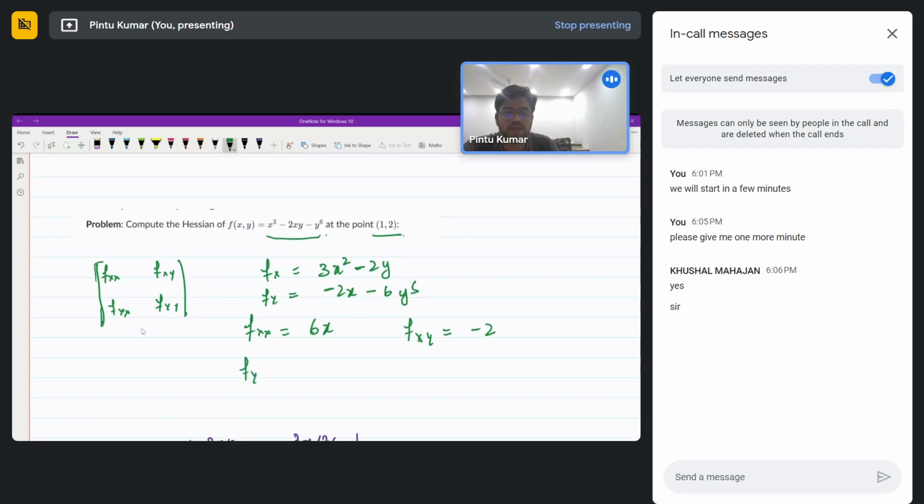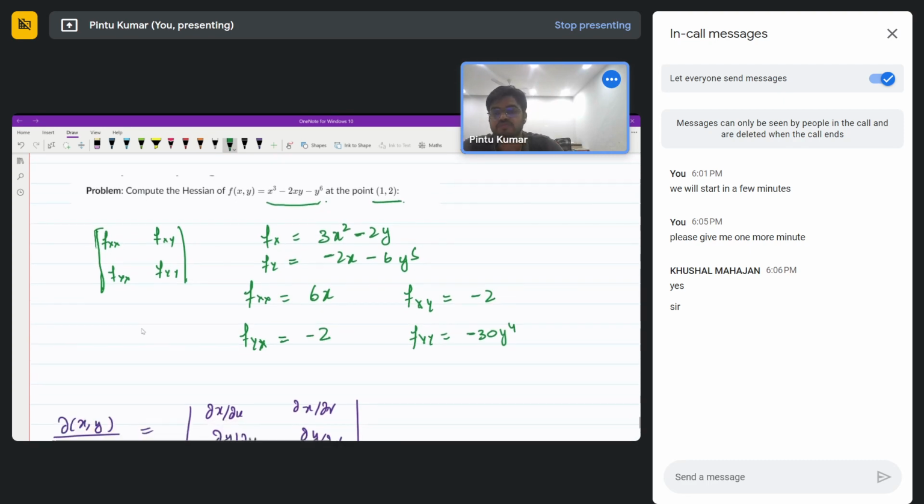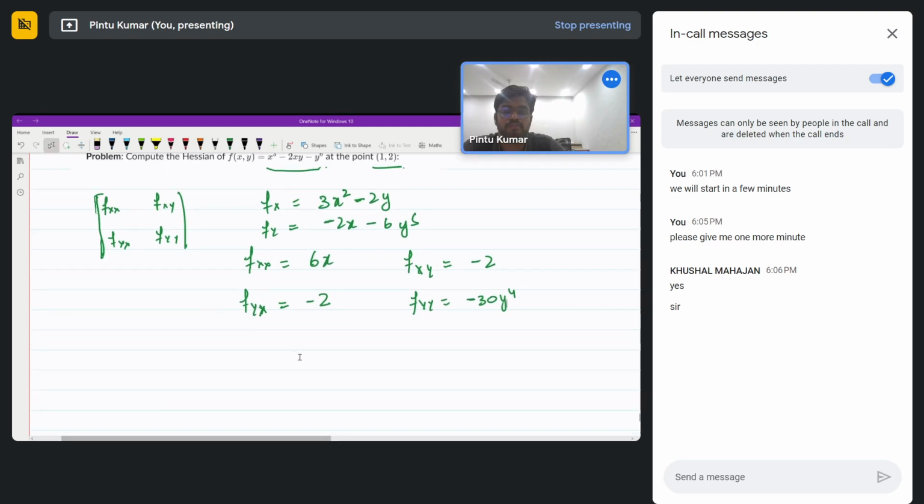What is my f_yx? Now I want to differentiate this term with respect to x, so this is just minus 2. Now f_yy is minus 30 y to the power 4. If you write it as your matrix, put the values also. So 6 into 1 is 6. This entry is minus 2, again this is minus 2, and this is minus 30 into 2 to the power 4, which is 16. So this is the value of the Hessian that you will obtain.